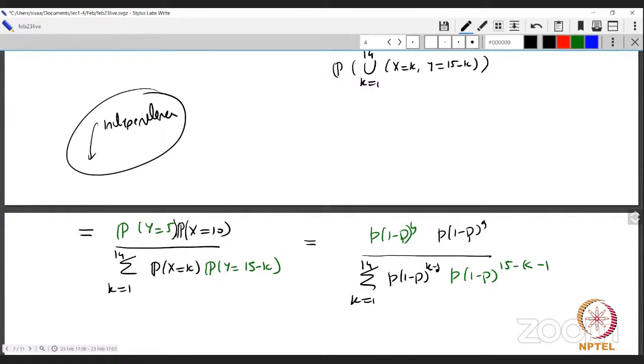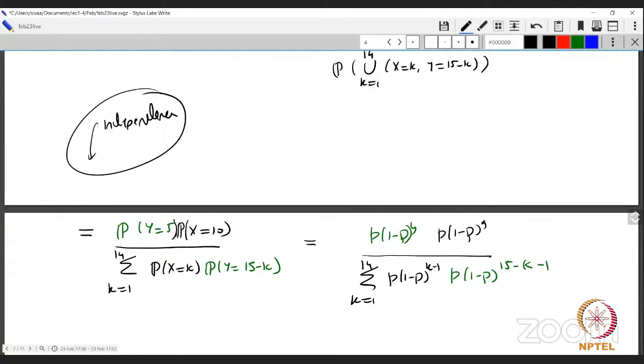Very nice. So all I get is k minus 1 cancels off. I get p squared times 14. Right? P squared times 13. Very good. Is that right? I'm making a mistake somewhere. Right, this is correct.